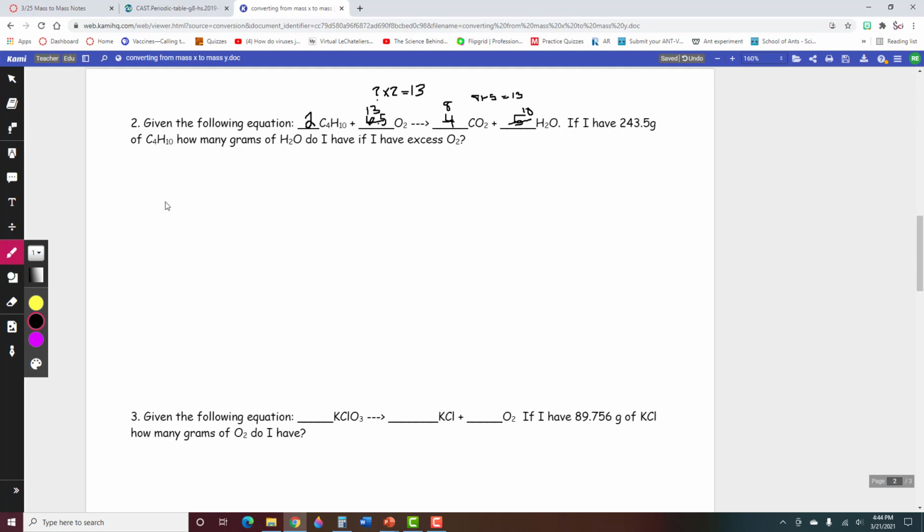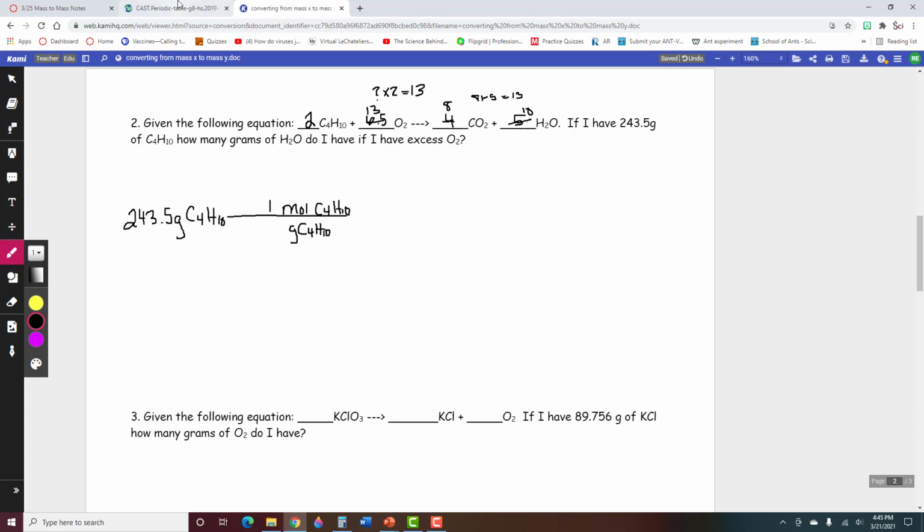Alright, so start by writing what you have. So I have 243.5 grams of C4H10. Okay. And then draw your division bar, and then take your starting unit and put it on the bottom. Grams of C4H10, and then pair that with mole, because grams always pairs with mole, and of the same compound, C4H10, and that mole is always going to be 1.